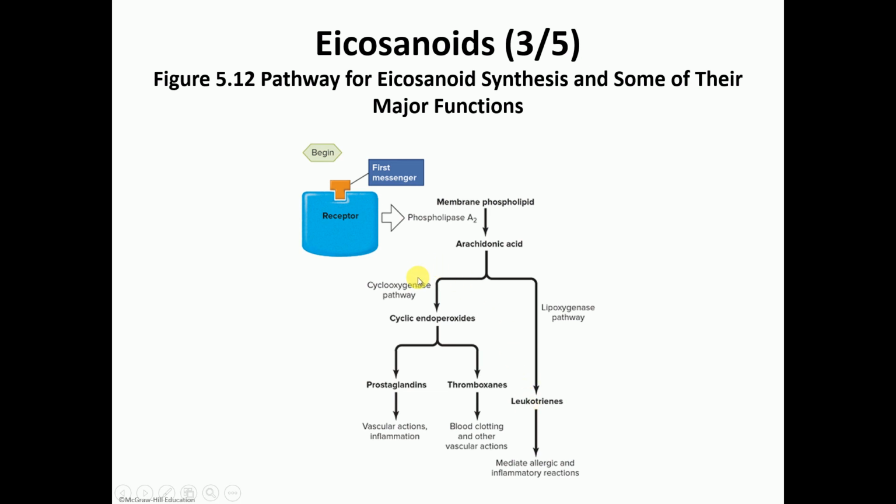Your other pathway would be the cyclooxygenase pathway, and that leads to the production of prostaglandins that would mediate vascular actions and inflammation, or would lead to the formation of thromboxanes, and that would lead to blood clotting and other vascular actions. Obviously it could lead to the production of both, and that's usually what happens in most scenarios.